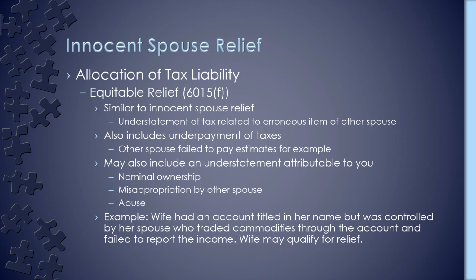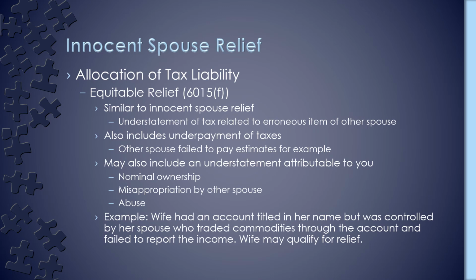But under equitable relief, you can also have a return where there's absolutely nothing wrong with it, just that there are not enough withholdings or estimated taxes paid to cover the balance due. So when the return's filed, there's a big balance that has to get paid. Well, under equitable relief, you might be relieved in whole or part of the liability based on the fact that your spouse should have paid those estimated taxes and would have covered the liability. And there are other circumstances. It can get quite complicated, but you could be relieved of your underpayment of taxes on a return.